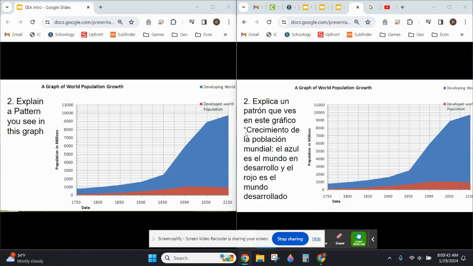All right, now I want you to explain a pattern you're seeing between developing and developed countries. You can pause the video. What you hopefully notice is that while both developing and developed countries rose in population for a good 200 years, it's in sort of the last 50 or so years that the developing countries have exploded in population. Developing countries, mainly in Asia and Africa, have seen this huge increase, while the developed world has sort of leveled off and gone downward.